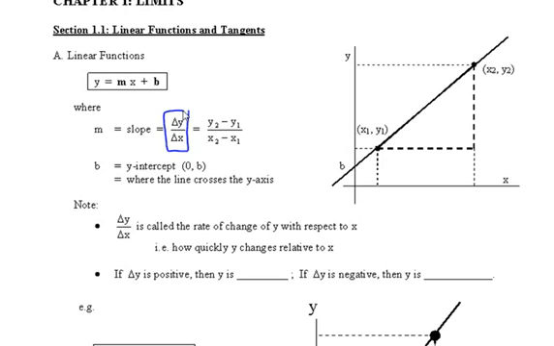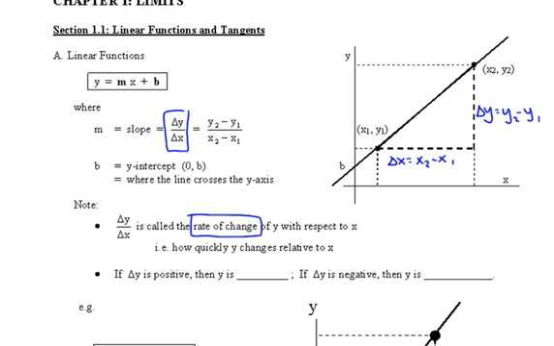Our rate of change. Our change of y, how do we get the change of y? y2 minus y1. And how do we get the change of x? x2 minus x1. And so change of y over change of x is also called the rate of change of y with respect to x. Now, some of this is going to be just a new way to say things. Okay, so we'll have to get used to that.